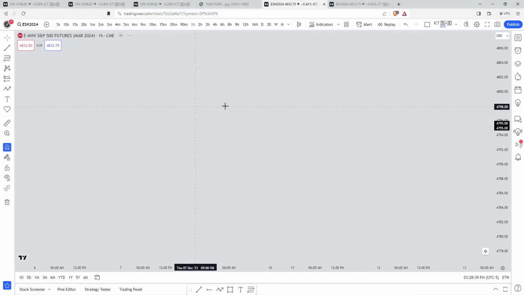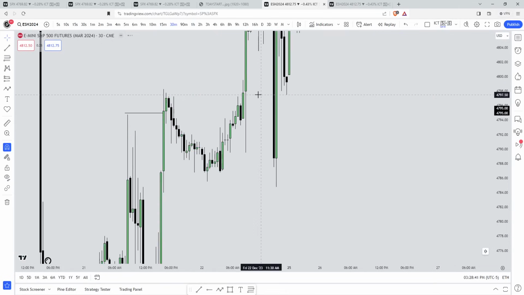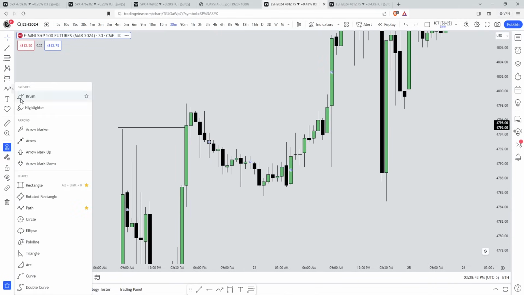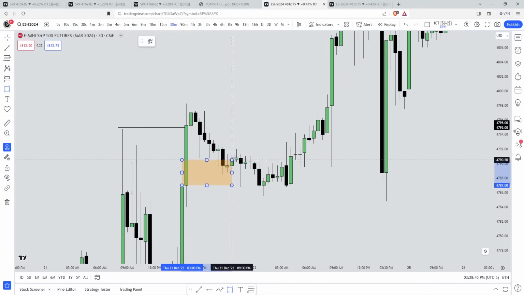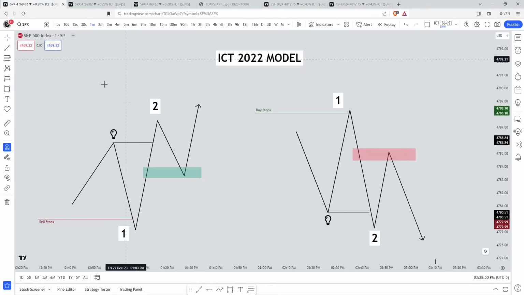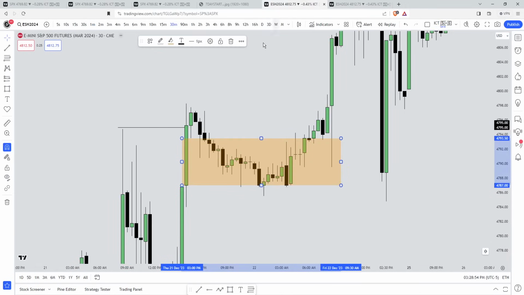Now, I can go on to an hourly or I can go on to a 30-minute, and here's where I'm just marking out PDRAs. You can mark out fair value gaps, order blocks, breaker blocks. See this fair value gap right in here? Don't worry, I'm going to cover this lower time frame model. I know some of you guys are thinking that right now. I'm going to cover this lower time frame model in a second.